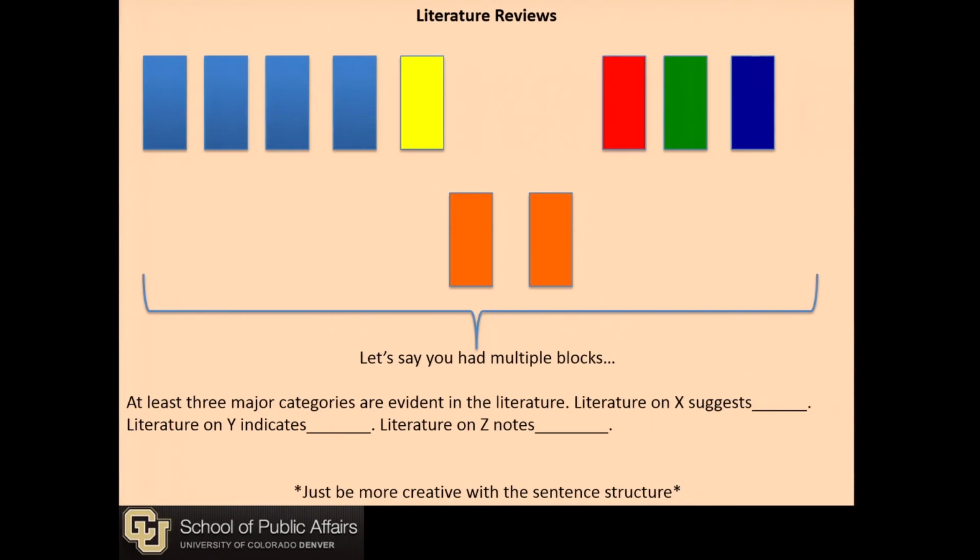Literature on X suggests this, literature on Y indicates this, and literature on Z notes blank. You just need to be a little bit more creative with the sentence structure. So before we go into our samples, why am I talking to you about blocks and colors and so forth? Then you can apply those into criminal justice or healthcare or whatever topic you have.